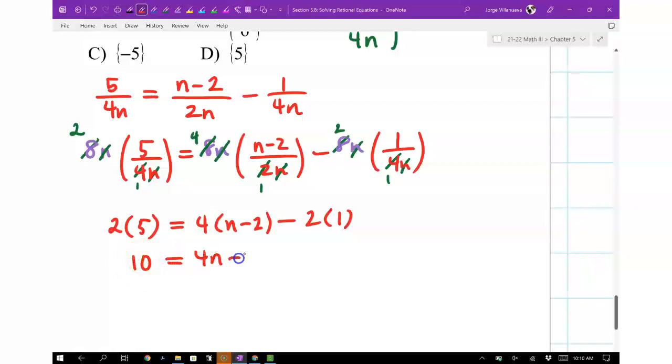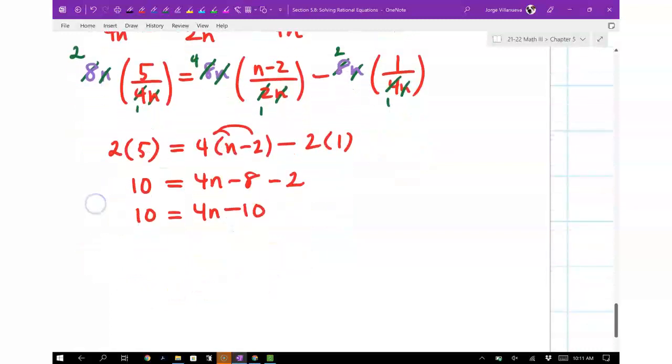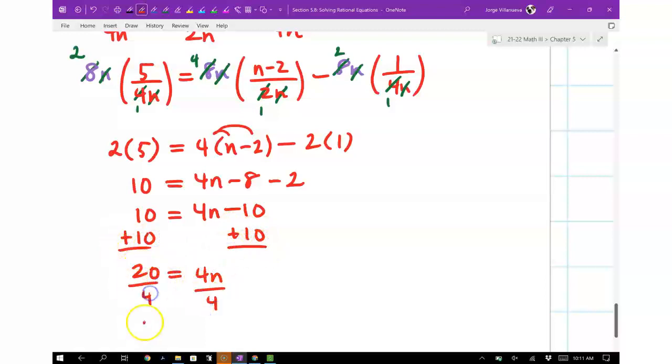This will be 4n minus 8 because you got to distribute, right? You're going to go this way. And then minus 2. So let's just simplify here. 4n minus 10. We'll add 10 to both sides. So you get 4n equals 20. And if you divide by 4, you get that n equals 5.